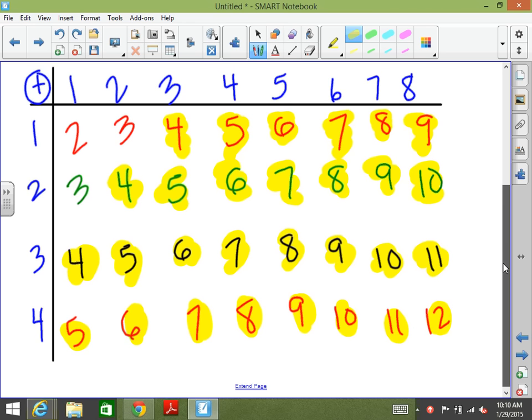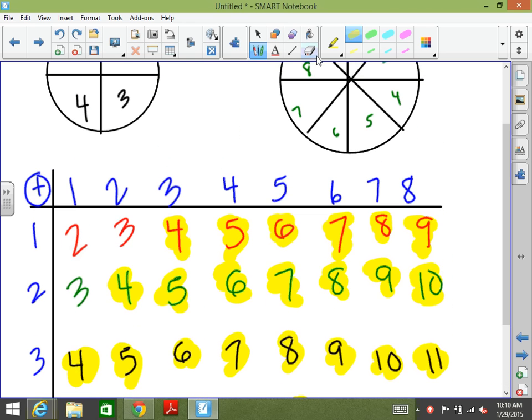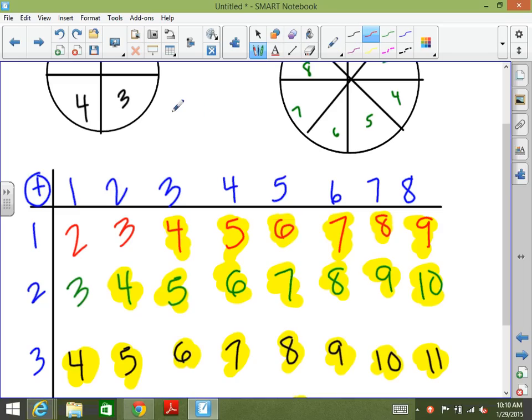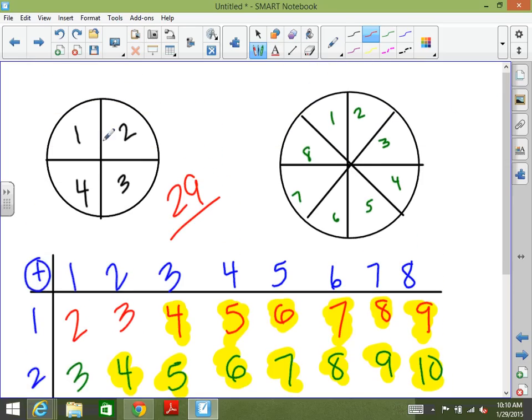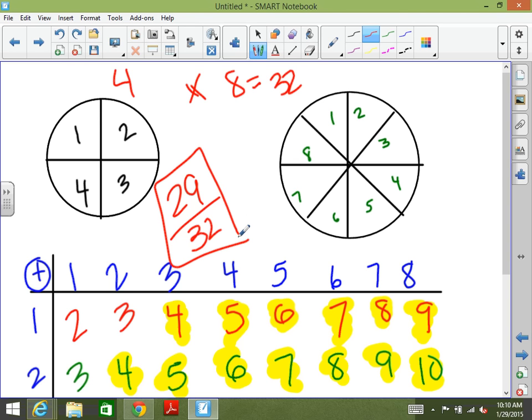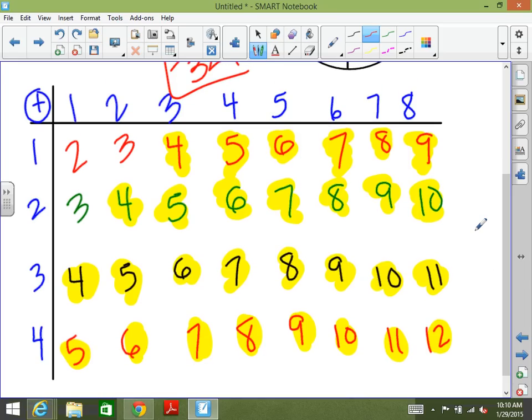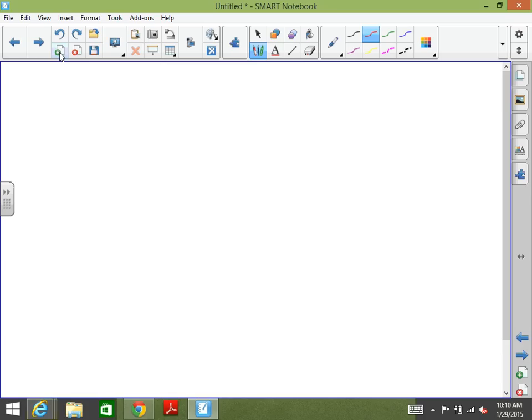How many numbers were greater than 3? Did you get 29? Okay, 29 out of what? This is where we have to use our fundamental counting principle. How many outcomes on this first spinner? 4 times. How many outcomes on this second spinner? 8. 4 times 8 is? So 29 out of 32. Is this likely to happen? Yes, a lot, right? Almost 100%. Okay, good. Okay, let's go to the number 2 question on your paper.